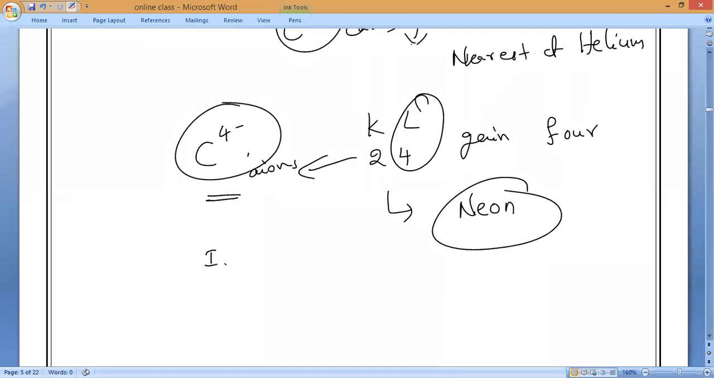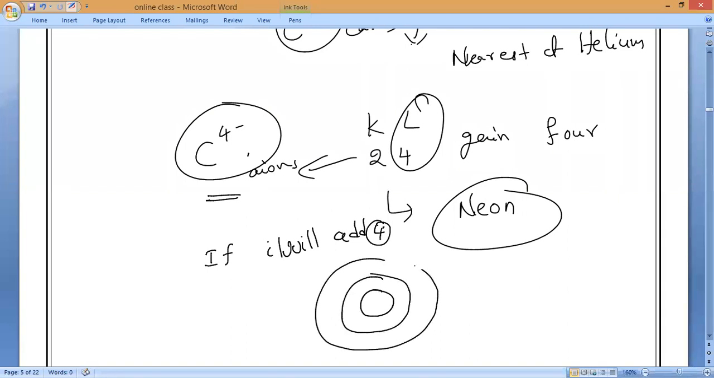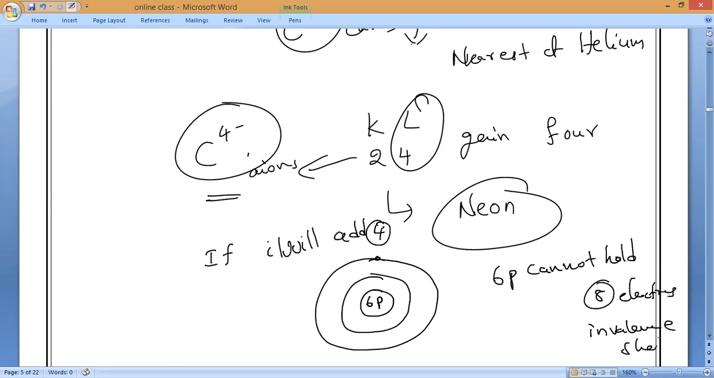Now, if I add 4 electrons, then how many electrons become in the valence cell? 8 electrons. But how many protons are there, guys? 6 protons. So 6 protons cannot hold 8 electrons in its valence cell. Is it okay, guys? That is the reason it cannot gain the electrons.